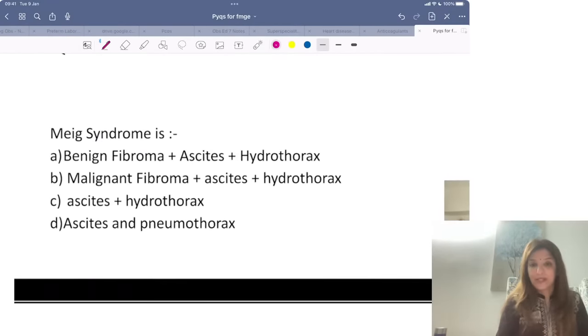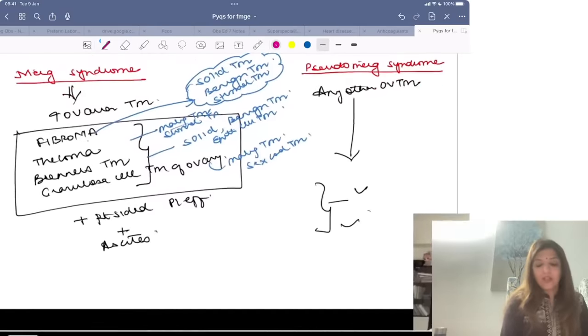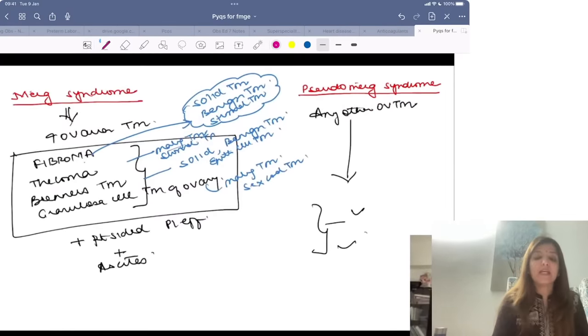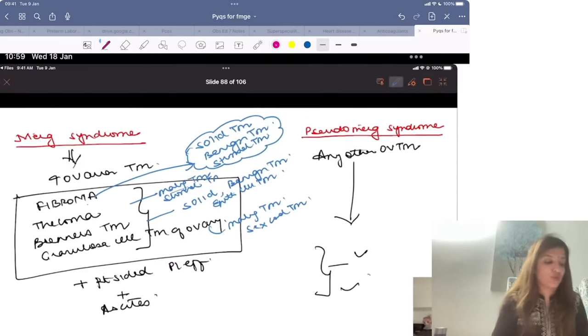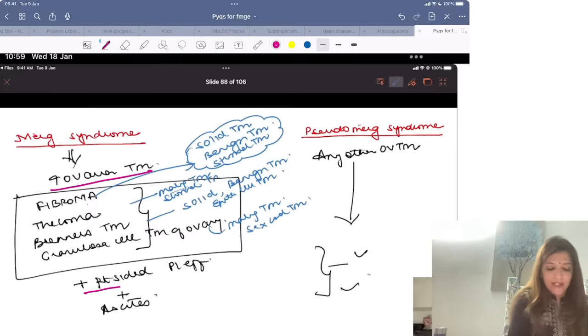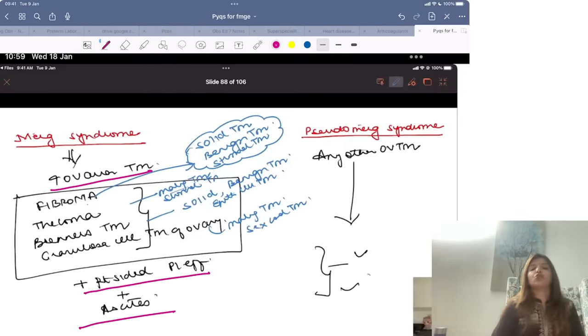Meigs syndrome, now please remember, this is very, very important. The difference between Meigs and pseudo-Meigs. If you are a Marrow student, you know this very well. In Meigs syndrome, there are 4 ovarian tumors along with which, if you are getting right-sided pleural effusion and ascites, you call it Meigs syndrome. What are the 4 ovarian tumors? Fibromas, thecomas, Brenner's tumor, and granulosa cell tumor.